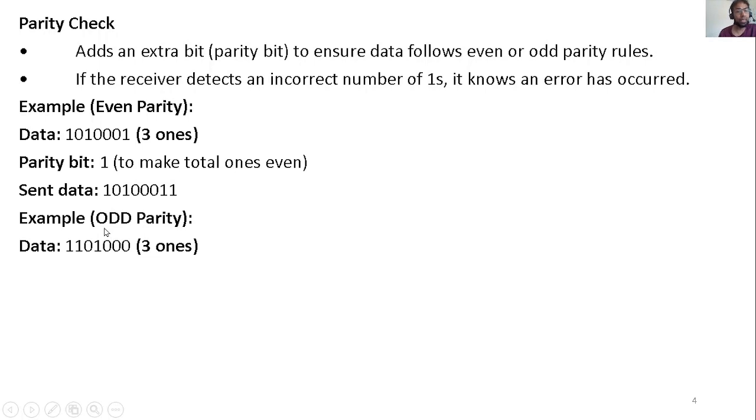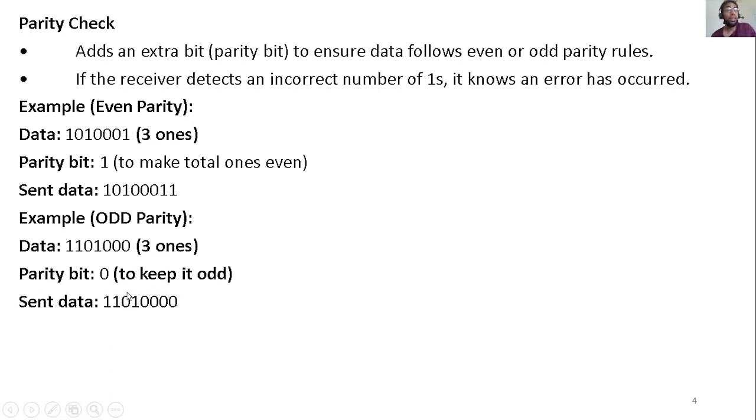Now in the second example, suppose odd parity is agreed between the sender and the receiver, and the number of ones in the data is already odd. There are 3 ones. So our parity bit will be 0, because we have to count whether the number of ones is even or odd. In this case, the number of ones should be odd to avoid error. So this is how we will add the parity bit as 0. We have added it to the end. This last one is the parity bit, and here this last 0 is the parity bit.